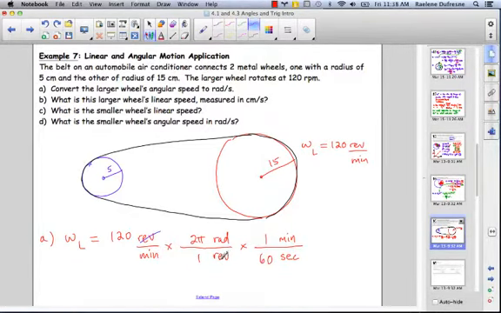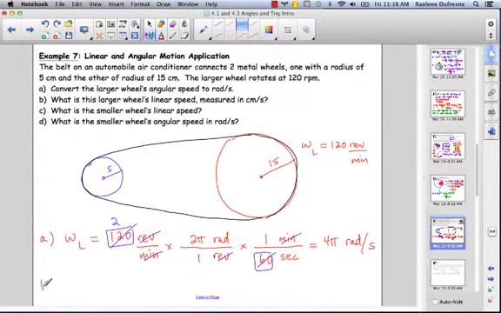So we can reduce our units. We can reduce some of the numbers. And we end up with 2 times 2 pi rad over 1 second, which gives me 4 pi rad per second. Part B then says, what is this larger wheel's linear speed?